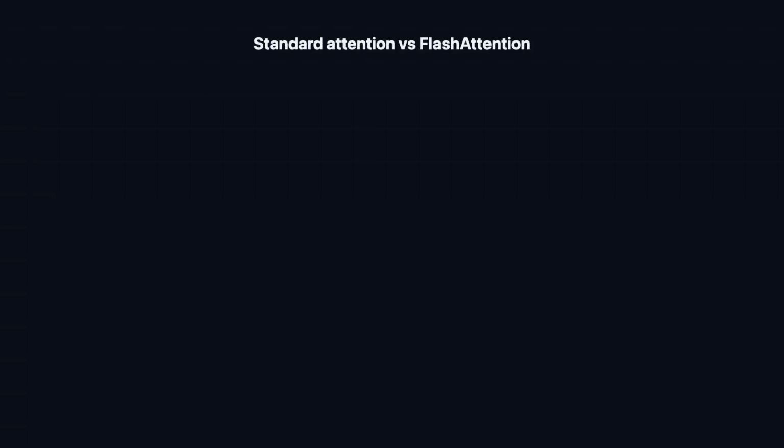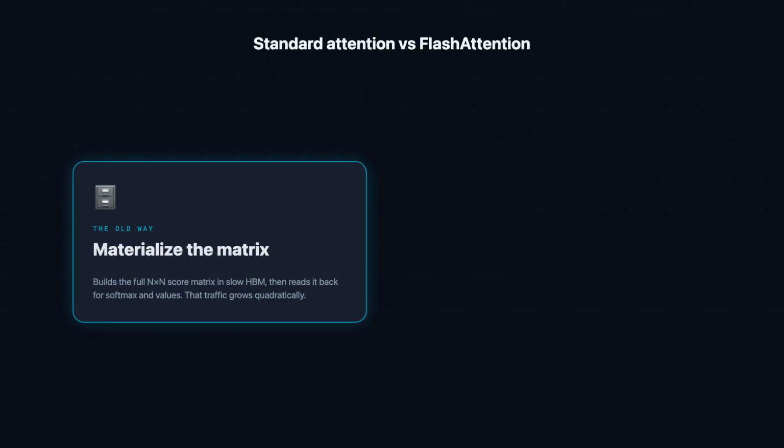So before the fix, look at what standard attention actually does versus what flash attention does instead. Normal attention takes your queries and keys and builds the full n by n score matrix, one entry for every pair of tokens. That matrix gets written out to slow high bandwidth memory, then read back for the softmax, then read again for the values. All that reading and writing grows with the square of the sequence length, and it's where the time goes.